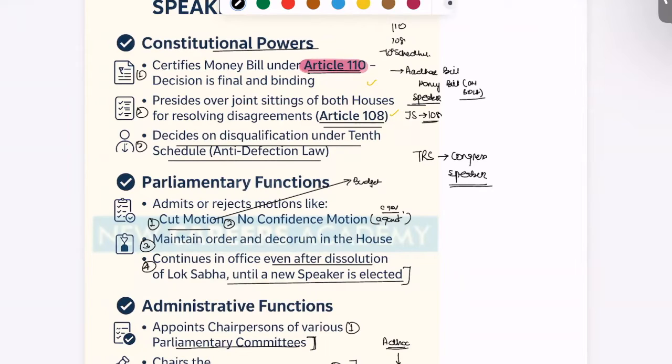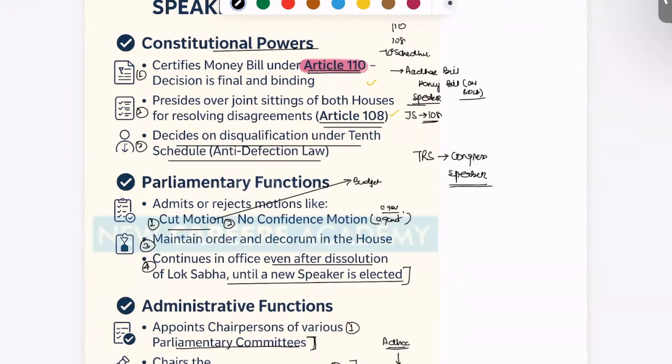Speaker is also very high in the order of precedence. Sixth, I think so. Okay. Presides over joint session. Which article is the joint session? 108. What are the powers the speaker has? 110. Any disqualification under the 10th schedule is decided by the speaker.